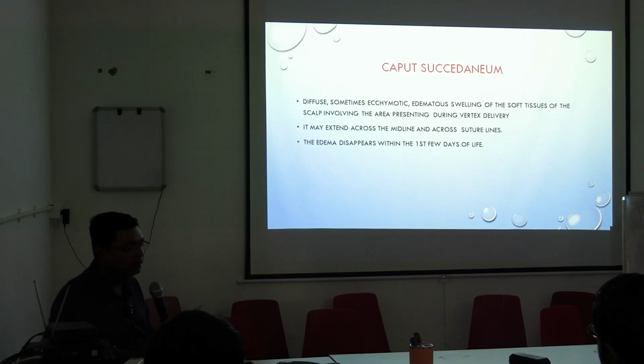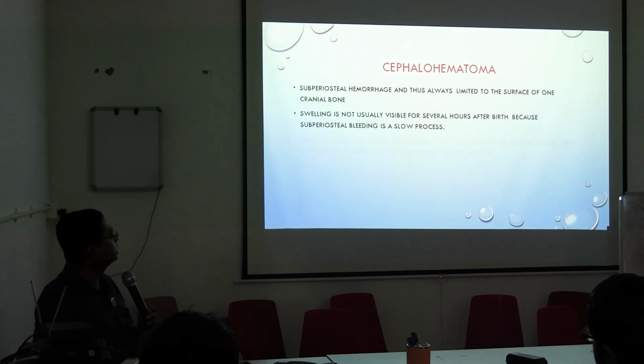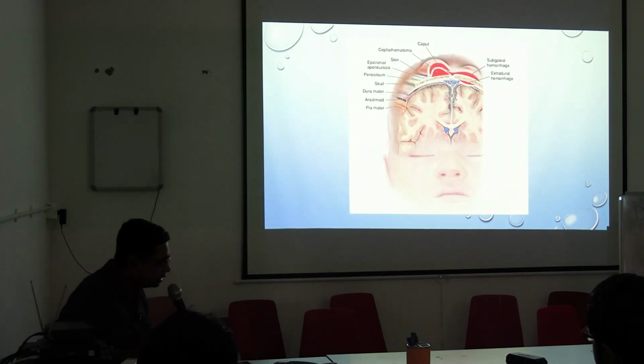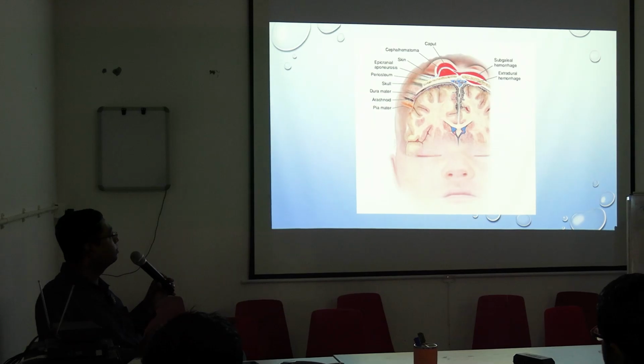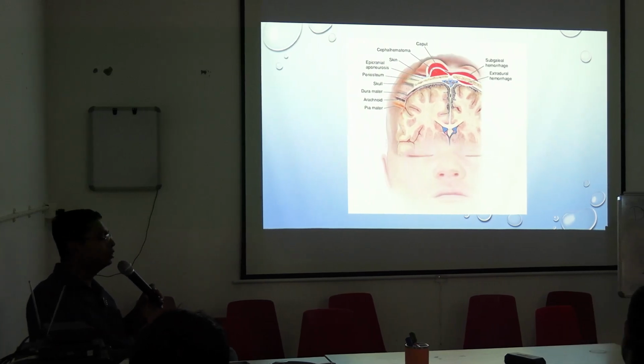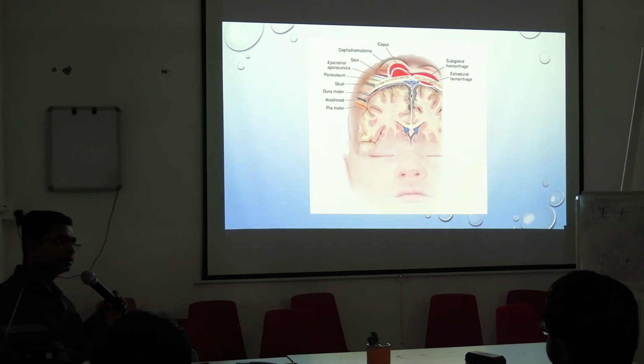The most common is the Caput Succedaneum and Cephalhematoma. So, look at this picture first. Now, this is the picture of a newborn baby. At the outer part, there is the skin. If the swelling or the fluid or the blood is just below the skin, it is called Caput Succedaneum. It is the most common variety of scalp swelling.